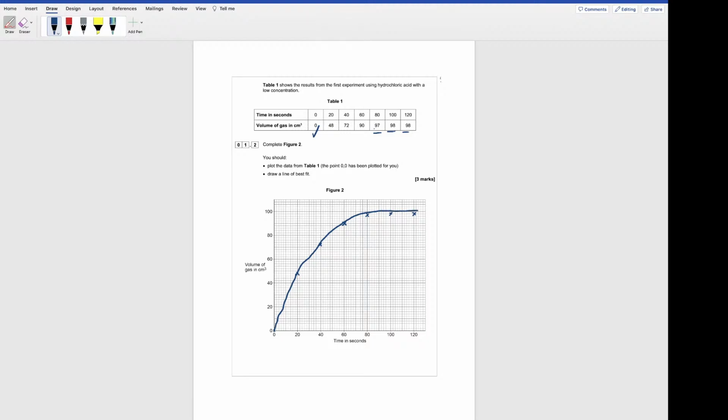That turned out better than I thought it was going to do. But obviously I missed these three here. You'd want to go through those with your pencil. So that creates a nice line of best fit.